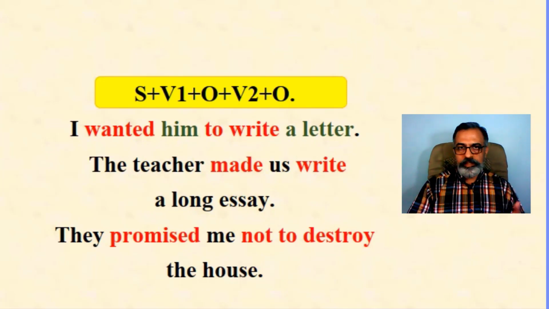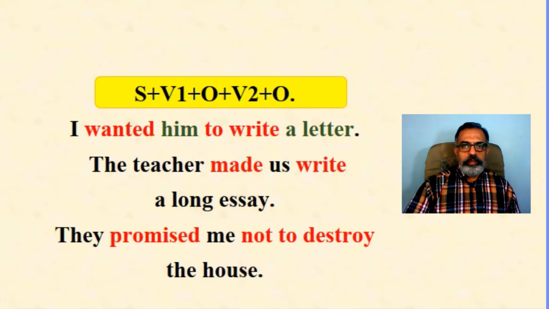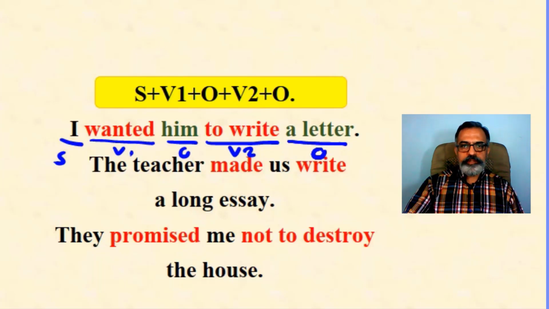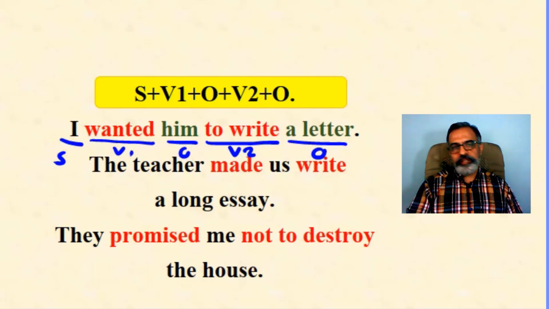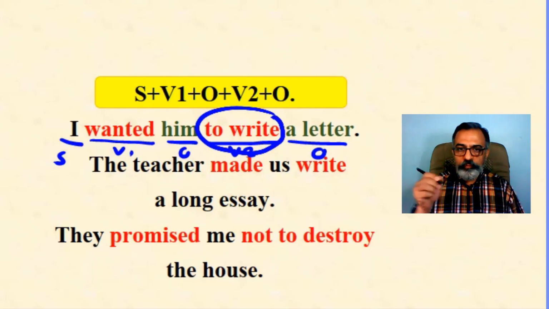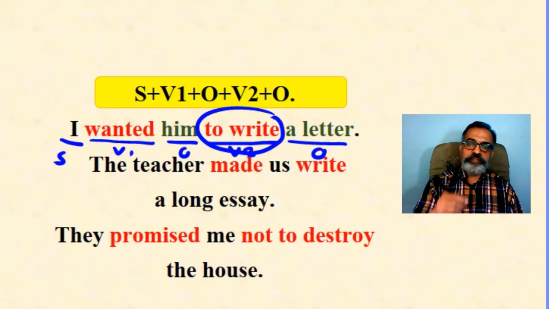Sometimes a simple sentence can have two verbs or two objects. Look at these sentences. I wanted him to write a letter. I, subject, wanted as the first verb, him, object, to write, the second verb, a letter, object. And as I told you, the form of the second verb depends on the first verb.